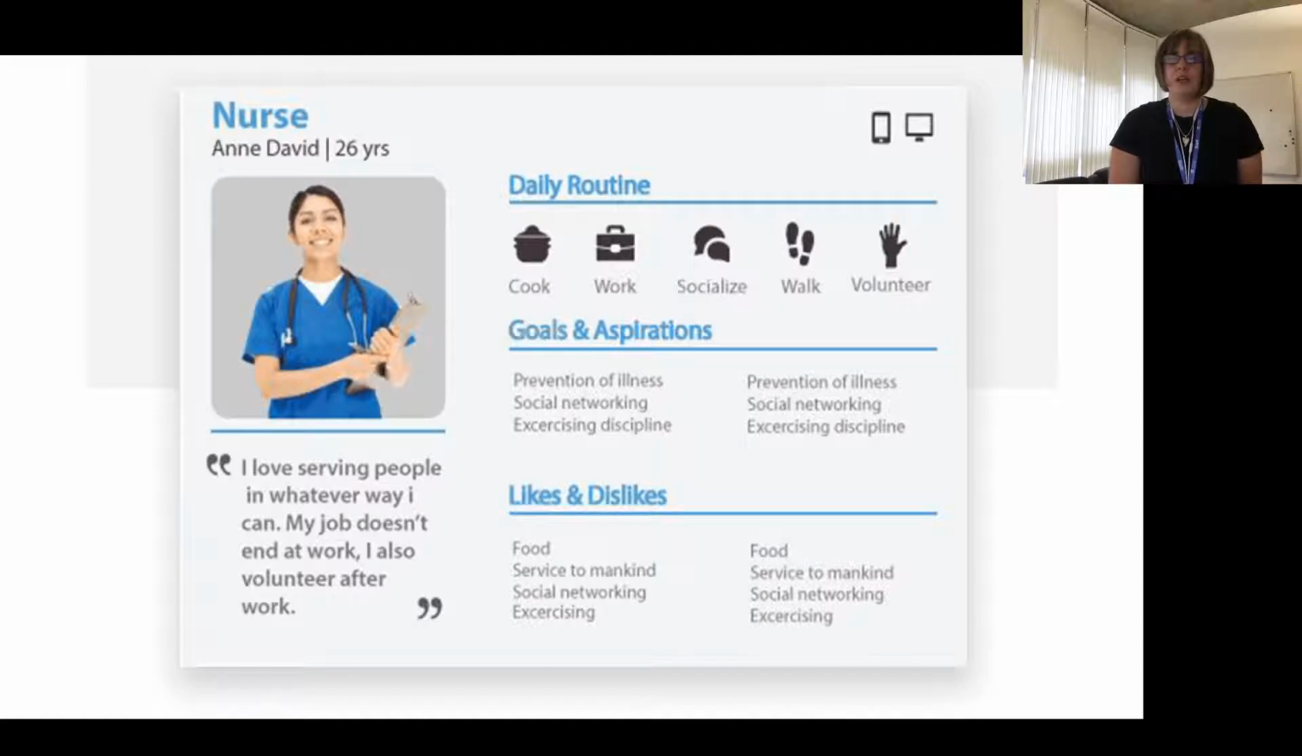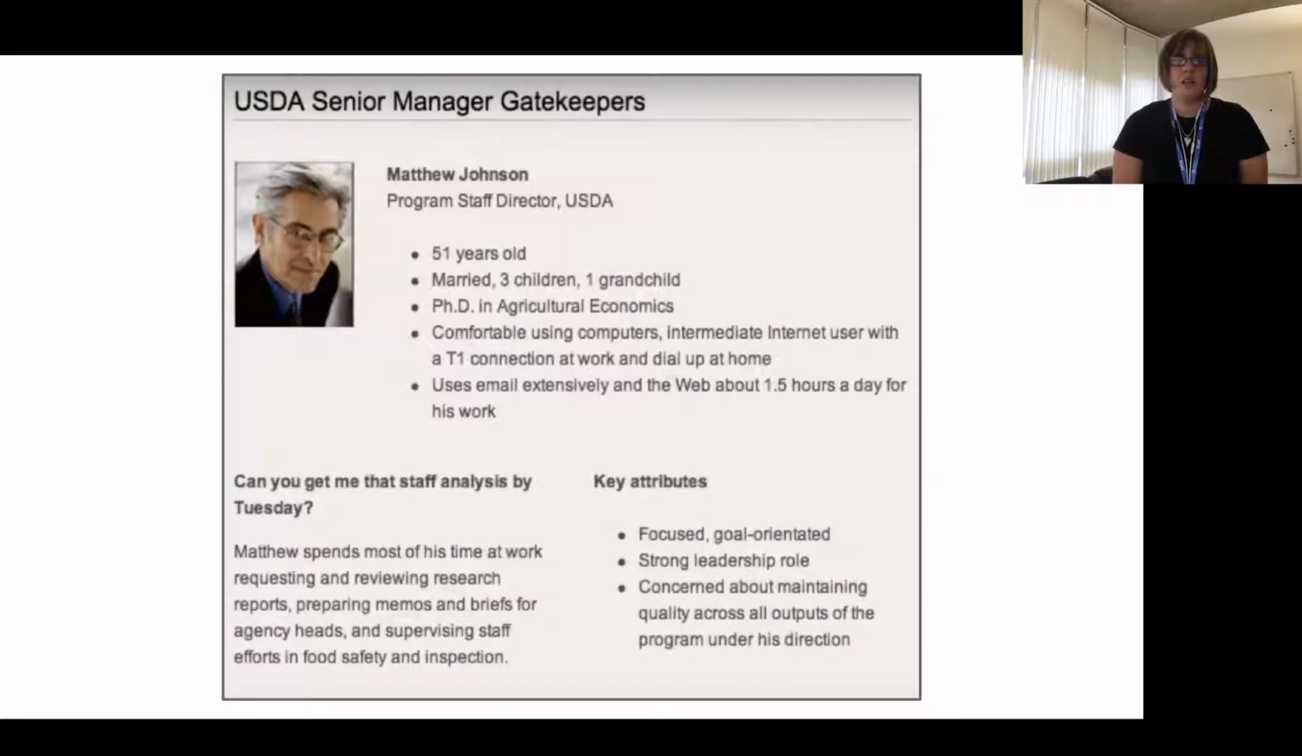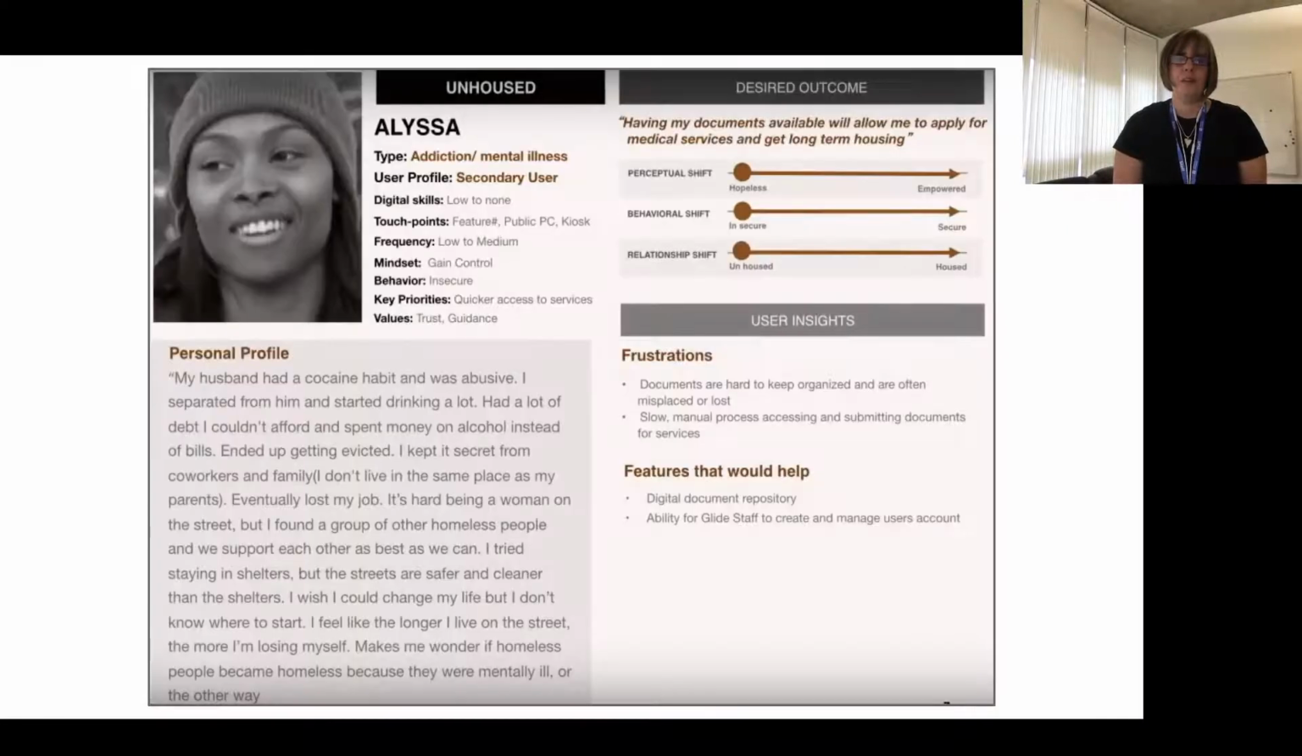This is one that's arranged a bit more neatly for a nurse. Again, the quote is there to just give you that sense that it is a person. Another one which is a bit more text-based. This one has desired outcomes, and that's something that you can then compare against other personas within the design project. And that user insights is the really important part. So what are the frustrations and how can we help overcome them?